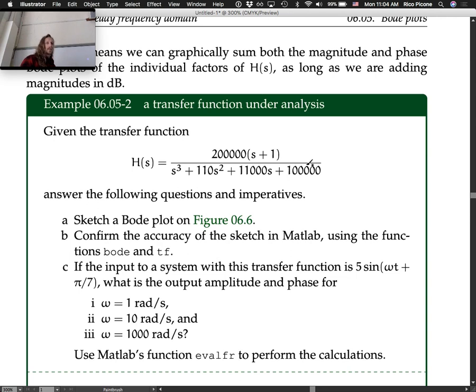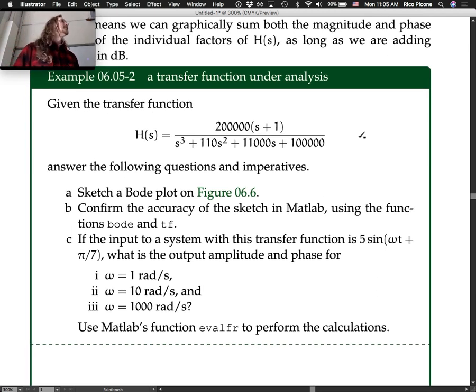So here's the example we'll do. Given the transfer function H, answer the following questions and imperatives. Notice this sounds a lot like a test problem. I'm not saying this is going to be a test problem, but this example is in the form of a test problem. So we'll learn as we go through it. This is the type of problem that I expect you to be able to do on the exam, minus the MATLAB part, obviously.